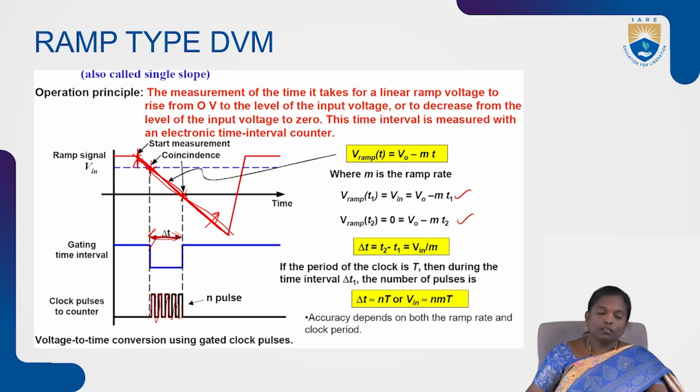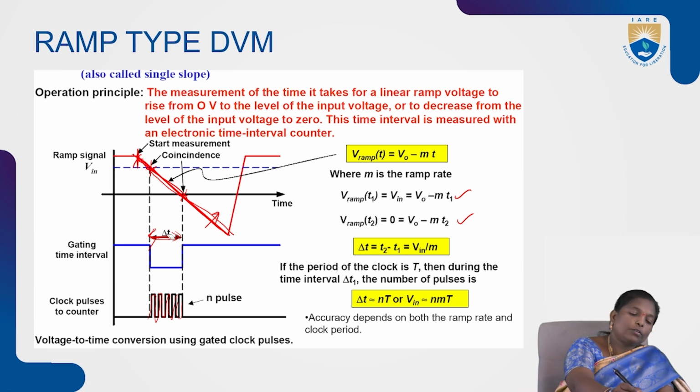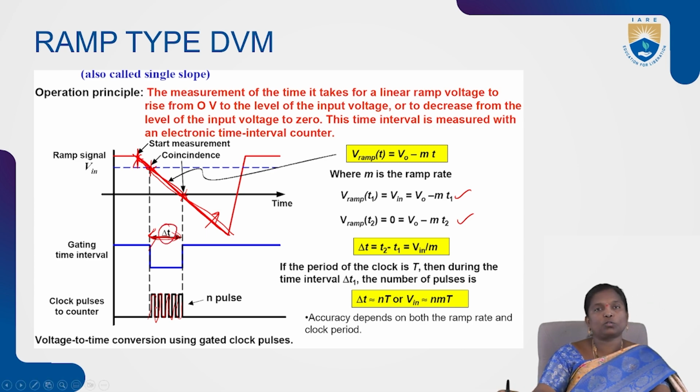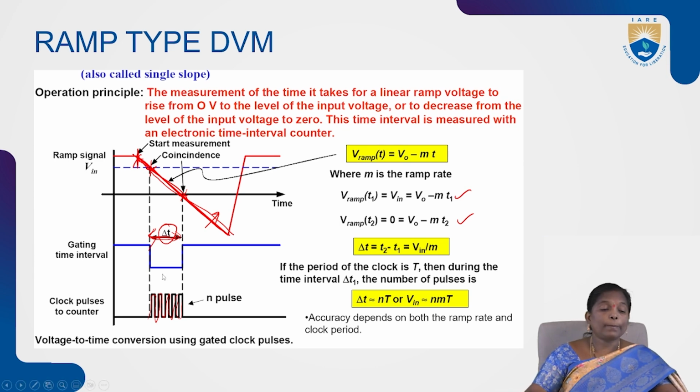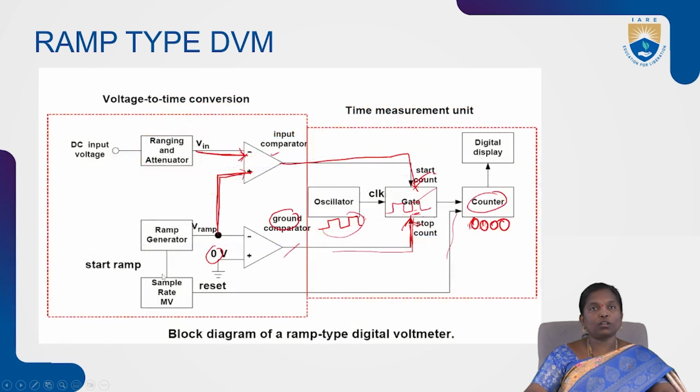Finally, we measure the ramp voltage at the point T1 and the ramp voltage at the point T2. During this time interval delta T, the number of clock pulses passing through the gate is counted, and that count is displayed on the display unit. So the main advantage of the ramp type of digital voltmeter is that we are directly measuring the voltage to time conversion. The accuracy is higher compared to the remaining types of digital voltmeters.